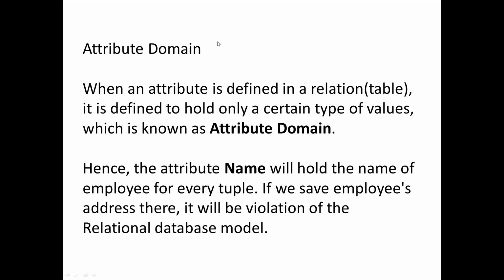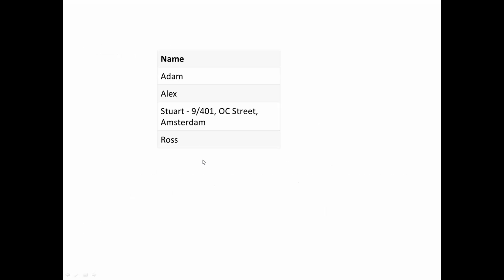That means we have ID, name, age, and salary, right? So in the name attribute column, if you accidentally save address, then it can be a violation. That means we are violating the rules of the relational database model. Let's see an example here also. So why we introduce the name attribute is to hold the names of the employee, right?